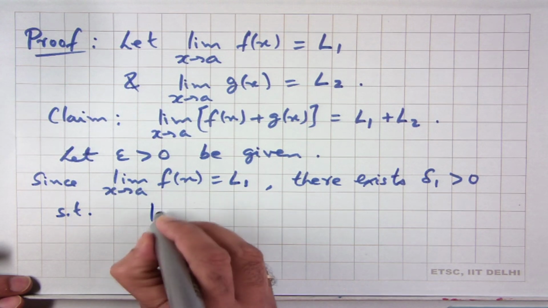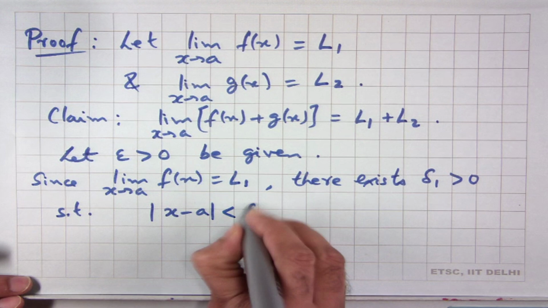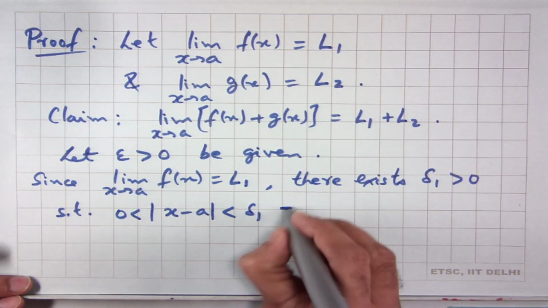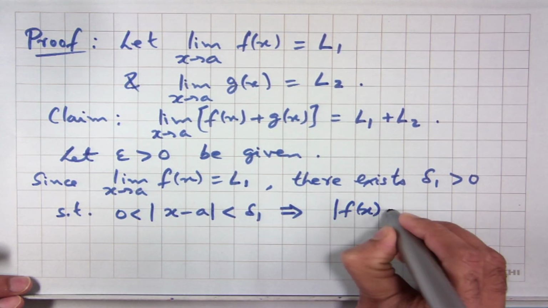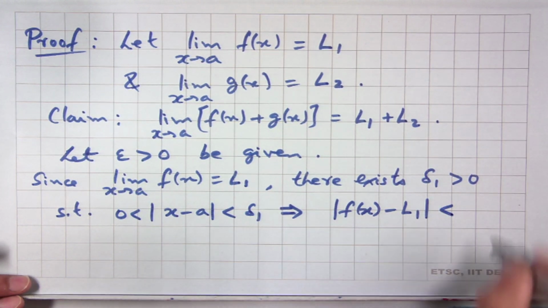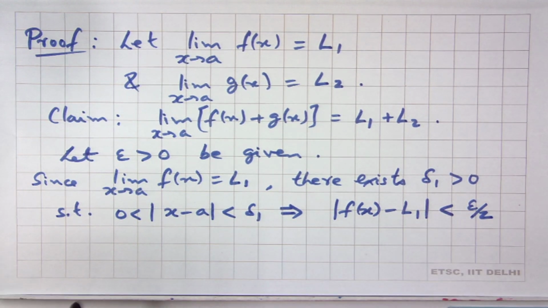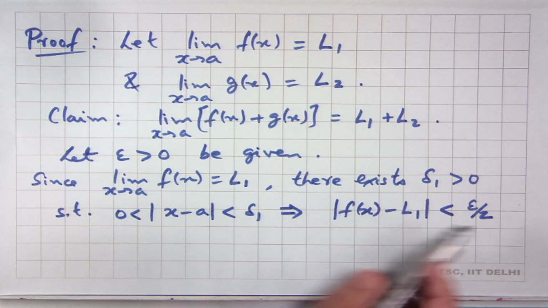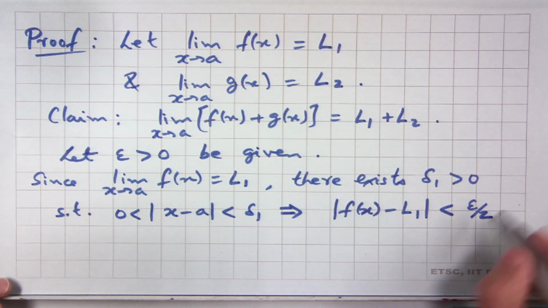if mod of x minus a is less than delta 1 and greater than 0, then this should imply that mod of f x minus L 1 is less than, instead of epsilon I will put here epsilon by 2, because what it says is that given any epsilon you can find a delta such that this happens. So, it should be true for epsilon by 2 also. So, this is my equation 1.